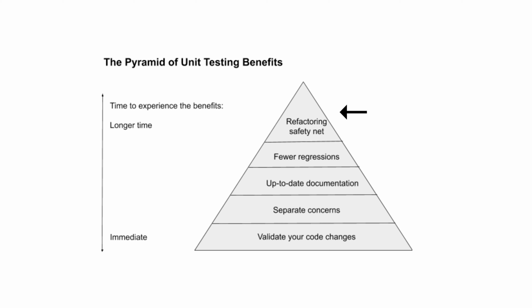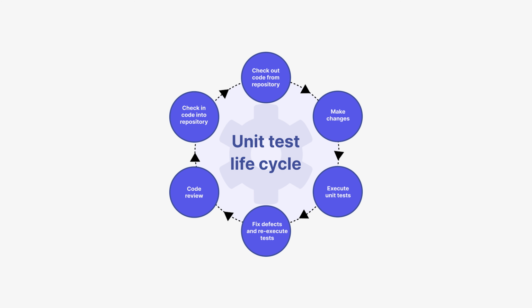And at the top of the pyramid is refactoring safety net, and the time to experience this benefit is a longer time because you don't really refactor code that often, I guess. But the benefit of this is if you just want to go in and refactor the function, and that function already has all the unit tests required for it, you can just change the code and refactor it to make it better and run the unit test every time you make a change to make sure that the function still works as expected, and you don't need to update those unit tests because it's just refactoring code. Ideally, that's how it's supposed to work.